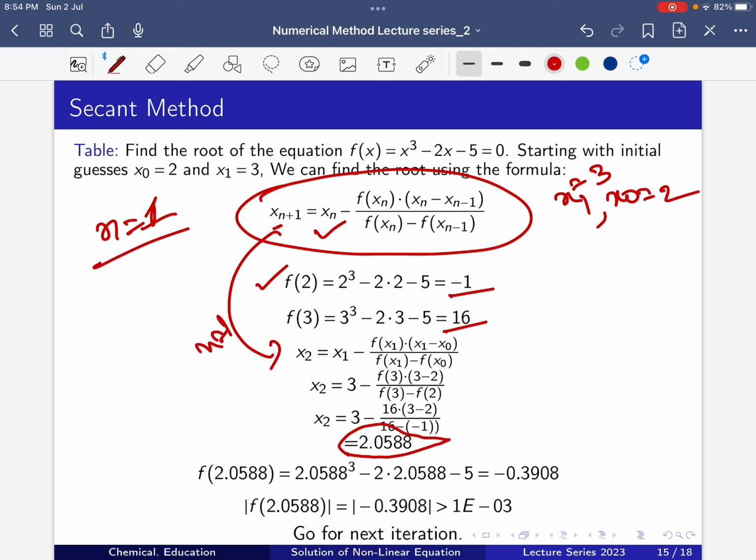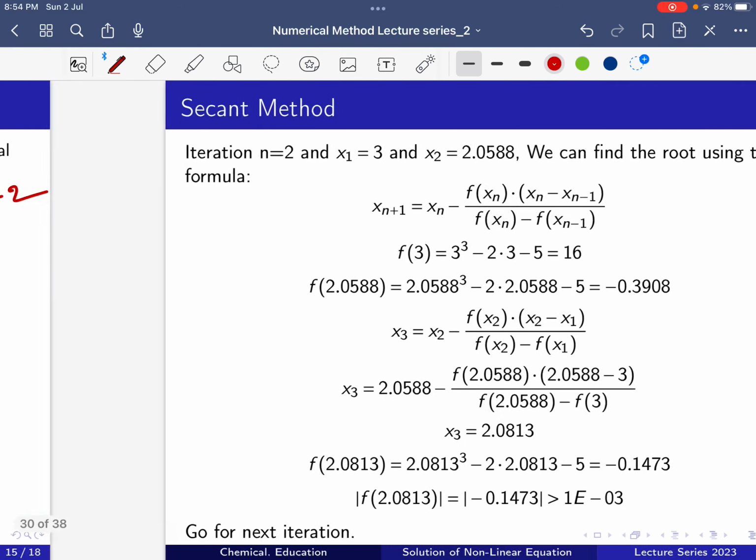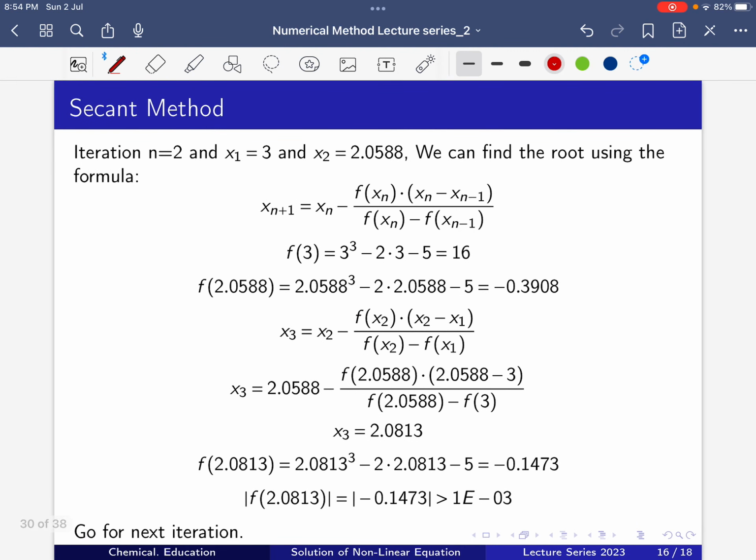Now if I calculate the function value f at 2.0588, we get minus 0.3908. If we take the absolute value, it is greater than 1e-3, which means it is not close to 0, so we have to go to the next iteration. Now n = 2, x1 is 3 and x2 is what we got, 2.0588.